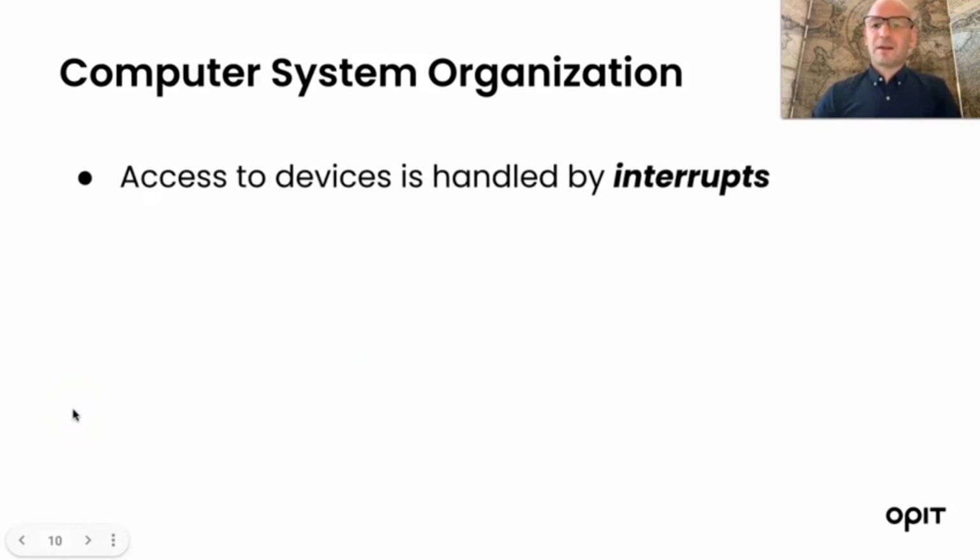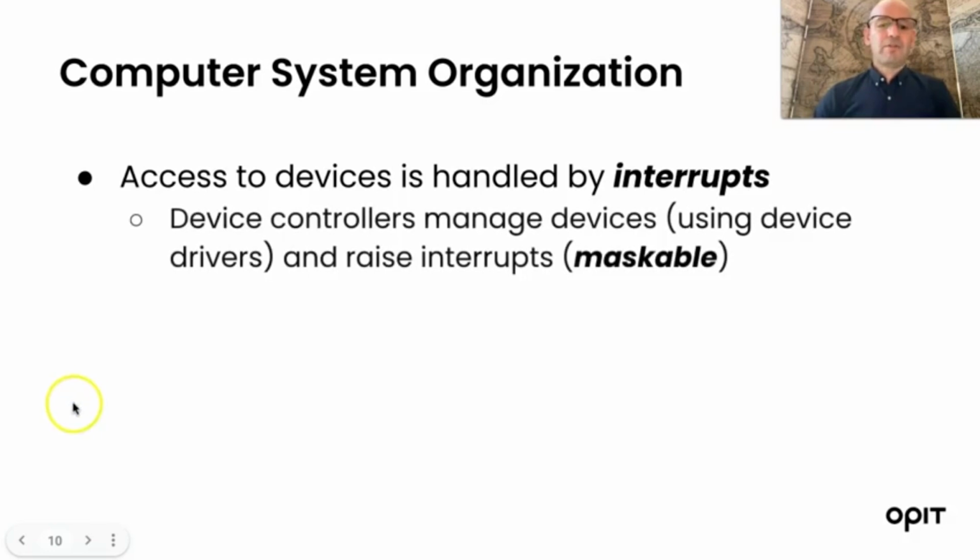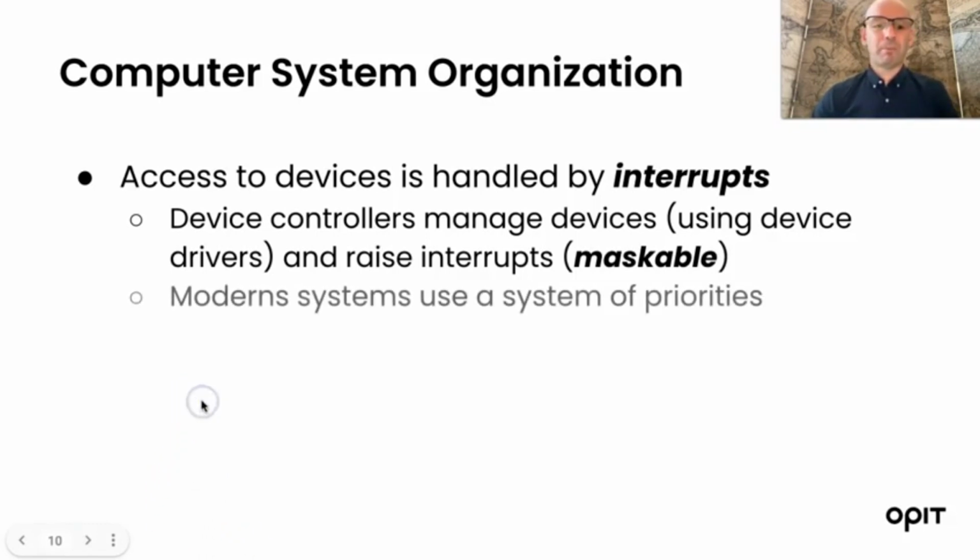Access to devices in an operating system is handled by what are called interrupts. We're going to talk in great detail about interrupts. Device controllers manage devices using device drivers, and they raise interrupts. If you hit a stroke on a keyboard, that will be handled as an interrupt. If we press a key, that keystroke needs to be processed. By creating an interrupt, the keystroke is given access to the CPU so that it can be processed and then, for example, displayed on the monitor for the user in a word processing program or whichever program they have open.